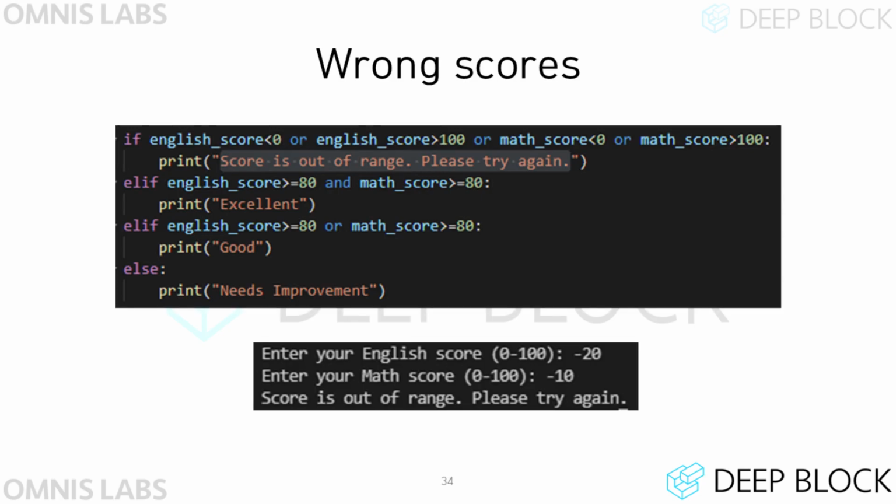First, the numbers entered by the user are checked in the first if statement. As shown in the slide, we can use the OR operator. If the score of either subject is less than 0 or greater than 100, "score is out of range, please try again" is printed. An elif is used to check whether both subjects have 80 points or more, and the rest is the same as before.